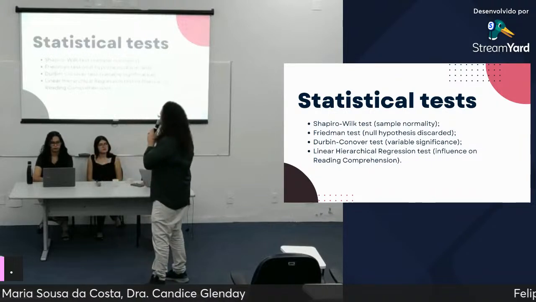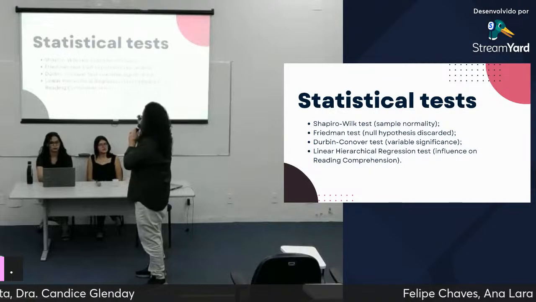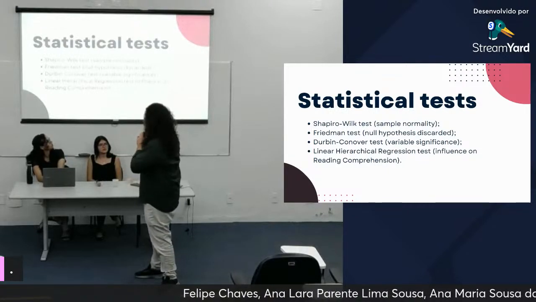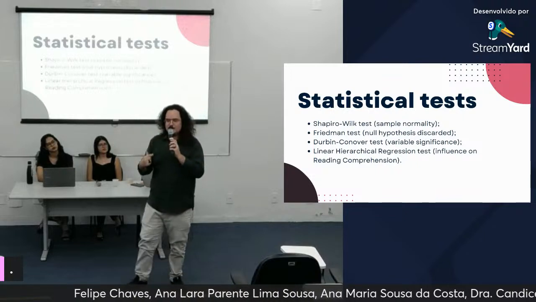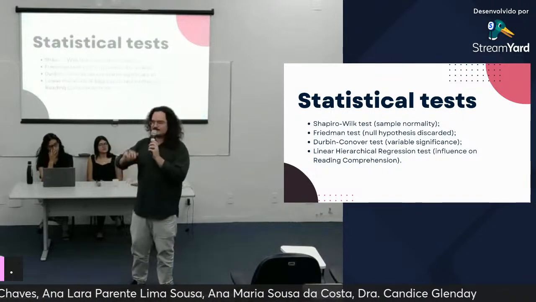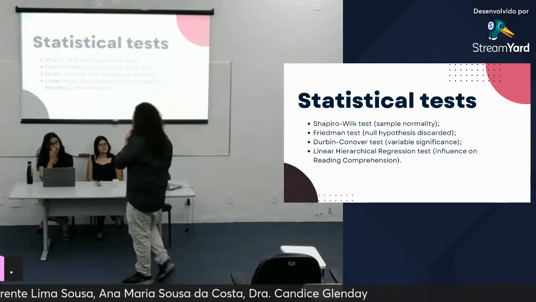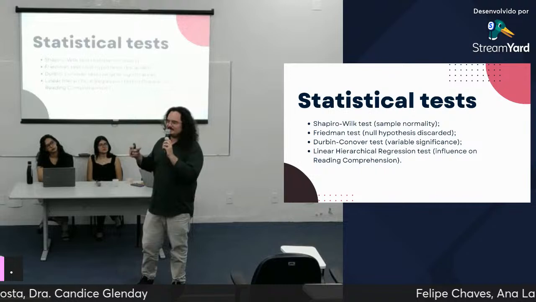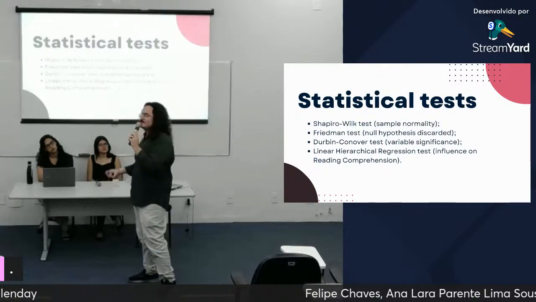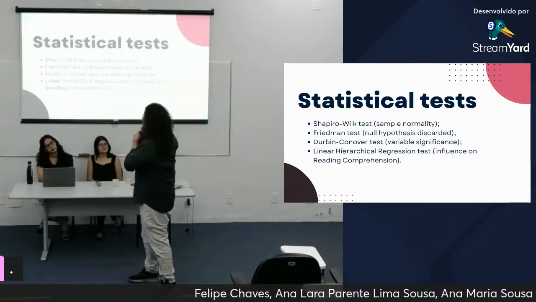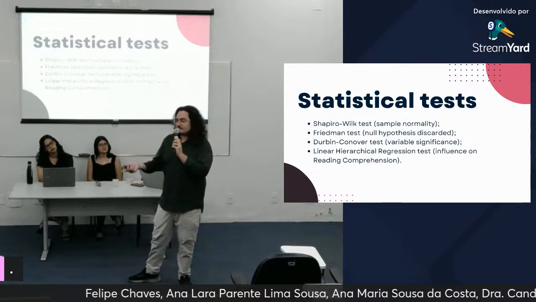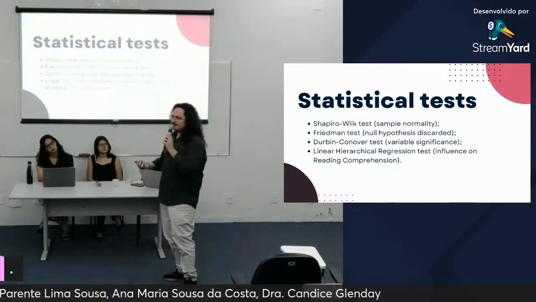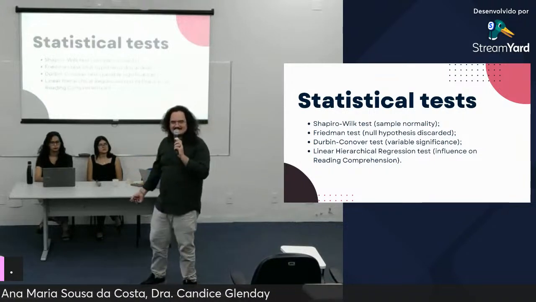And for that, we use the Friedman test. The Friedman test consists of this analysis of data, and the goal that we want to achieve is to discard the null hypothesis. Imagine that the null is something that we can't use in the analysis. Since we were able to discard the null hypothesis, that means that we had valid data, and then we were able to continue with the analysis.